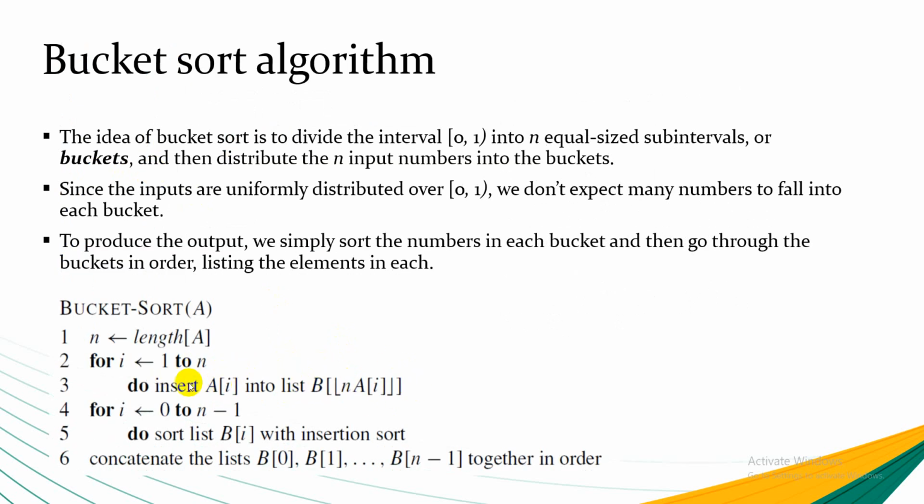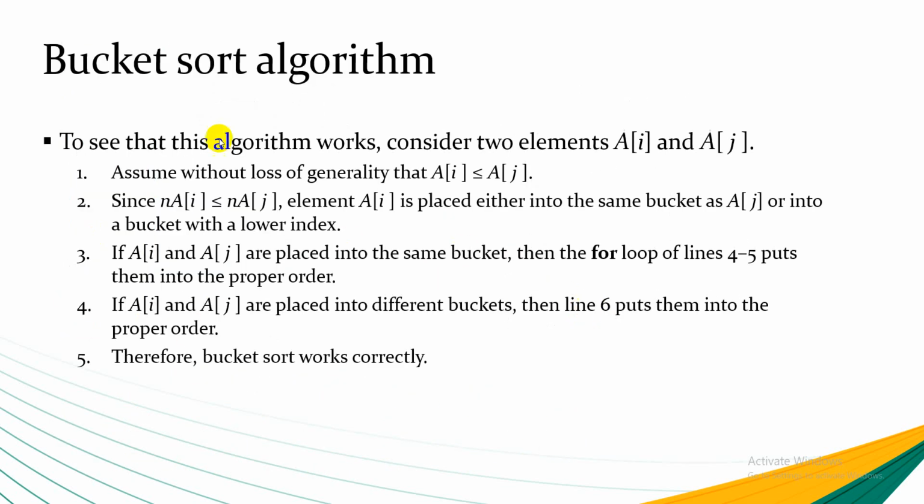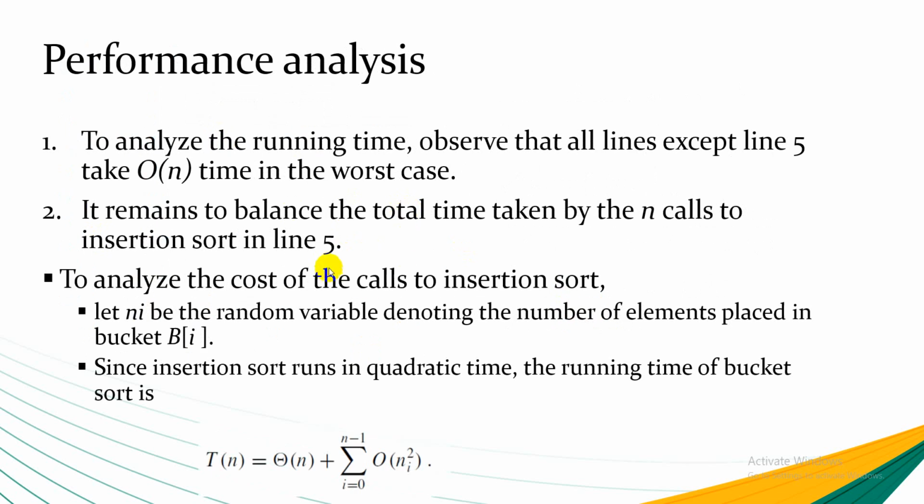So we first insert A[i] into the corresponding list. And then we go over all the lists and sort them using, for example, insertion sort. And at the end, we concatenate the lists B[0], B[1], up to B[n-1] together in order, so we get a sorted array. This is an explanation of what we said.